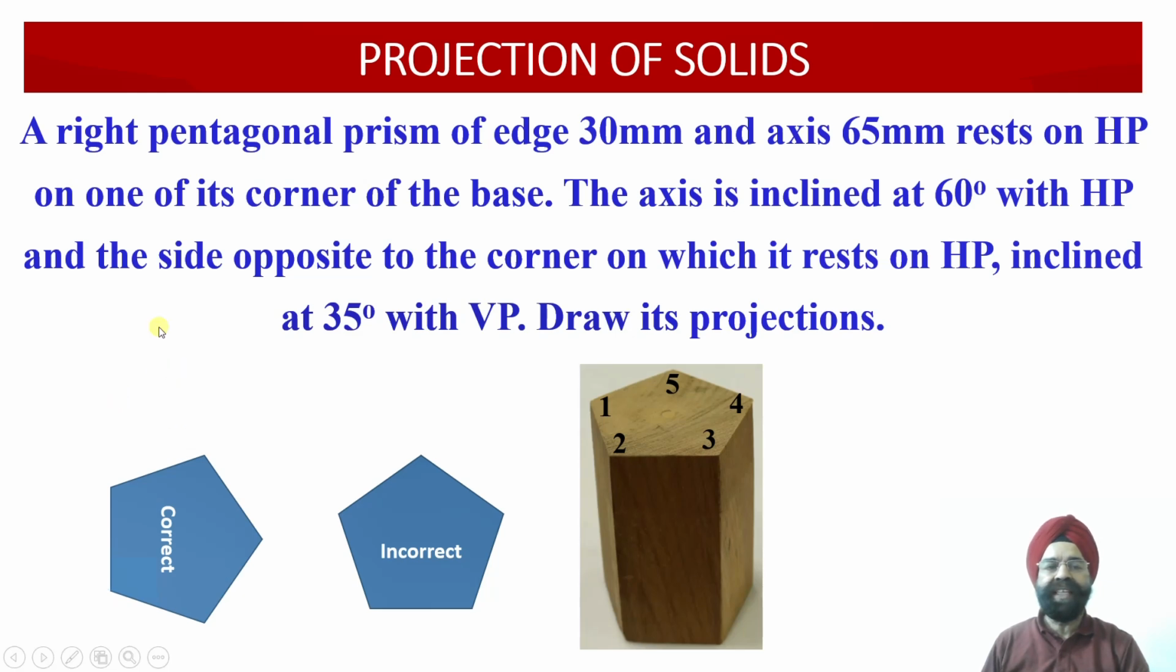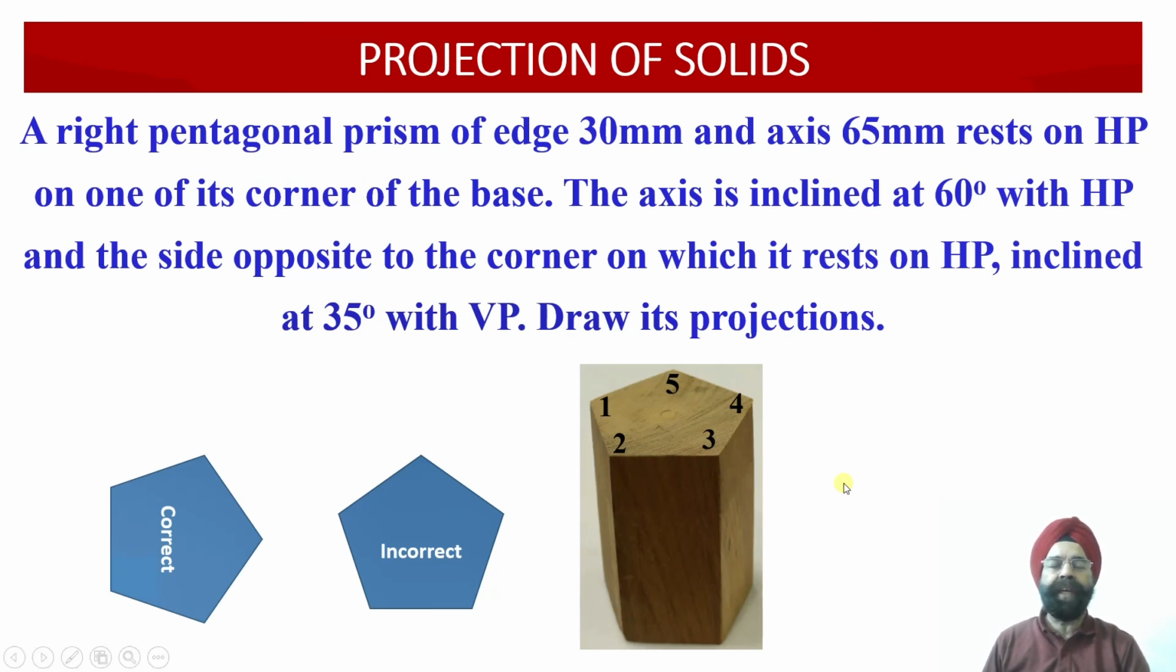So in the second instance, this side which is opposite to the corner onto which it is resting, it is further inclined at an angle of 35 degree to the vertical plane. So in the second iteration, we are going to incline this side or this side at an angle of 35 degree with respect to the vertical plane. So this is the correct orientation of the pentagonal prism onto the horizontal plane.